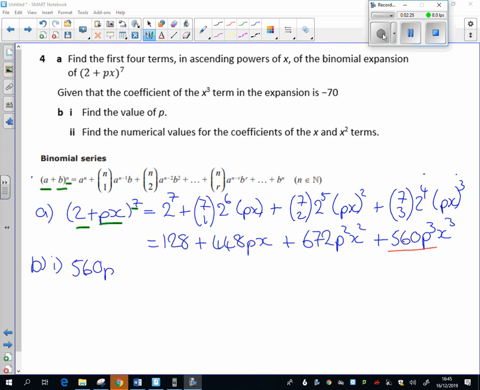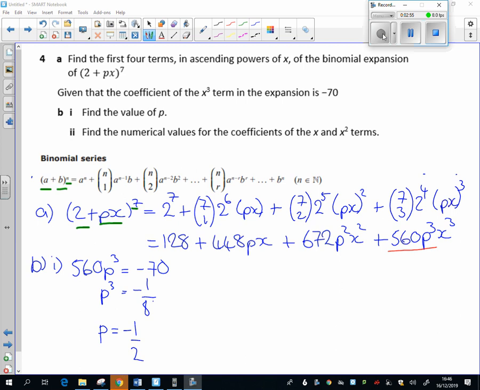So the coefficient of x cubed is 560p cubed, and they're telling me that that has a value of minus 70. So I'm going to divide through by the 560, so minus 70 over 560 gives me minus an eighth, and then p is going to be the cube root of minus an eighth, which is minus a half.